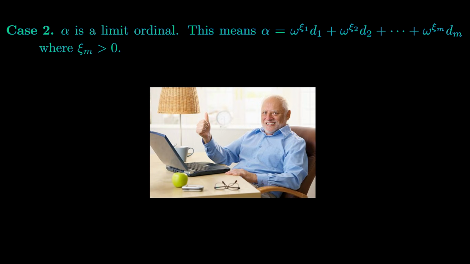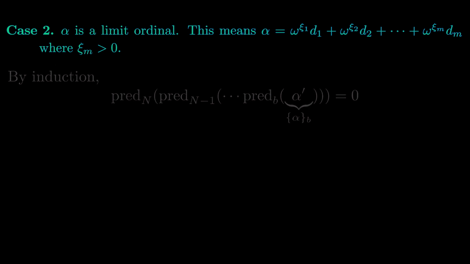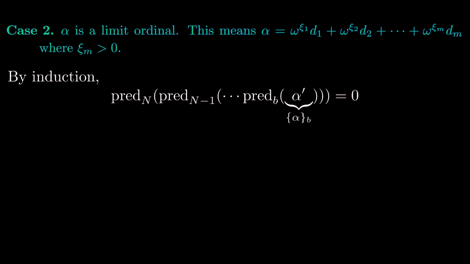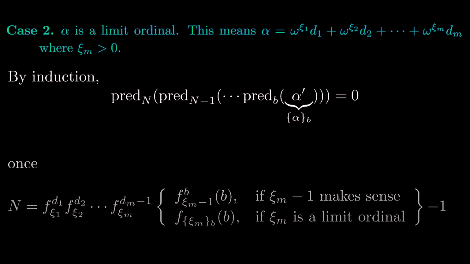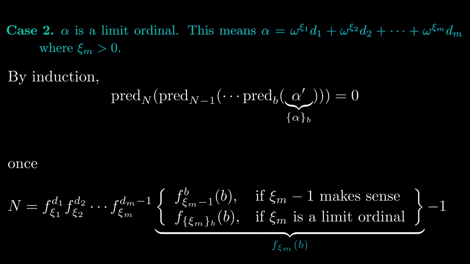Since alpha prime is necessarily smaller than alpha, induction tells us that the base n predecessor of the base n minus 1 predecessor all the way down to the base b predecessor of alpha prime is equal to 0 exactly when n is equal to this. Although this innermost piece has two cases depending on xm, you can check that each of these cases is actually equal to fxm of b, and this falls right out by the definition of our fast-growing hierarchy.